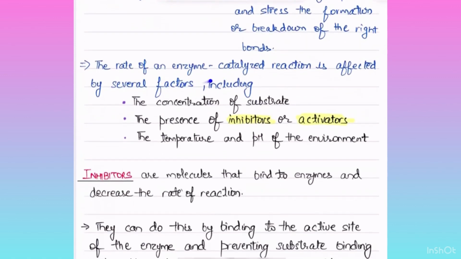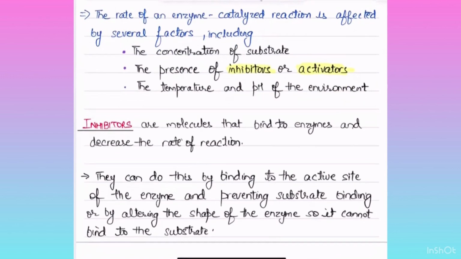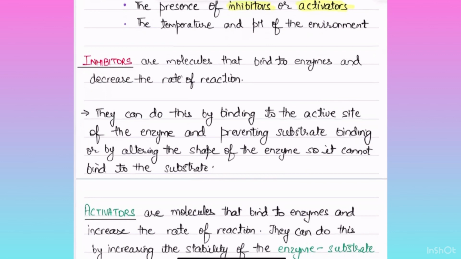The rate of an enzyme catalyzed reaction is affected by several factors: concentration of substrate, presence of inhibitors or activators, and the temperature and pH of the environment. As discussed earlier, inhibitors are molecules that bind to enzymes and decrease the rate of reaction. They can do this by binding to the active site of the enzyme and preventing substrate binding, or by altering the shape of the enzyme so it cannot bind to the substrate. The one which we discussed earlier was the second case. That means they were preventing substrate binding by altering the shape of the enzyme.